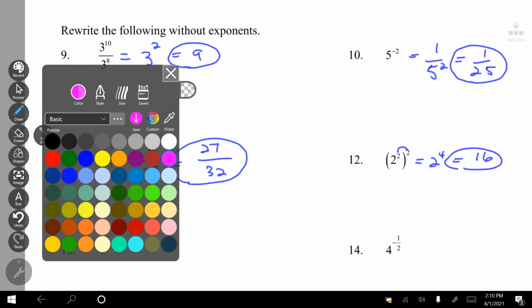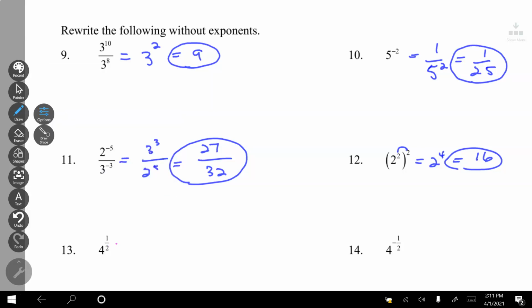And on these next ones, oh, I see a fraction. That means I have to take the root, or the square root of 4, which is 2. That's a negative. I know it doesn't look as clear, but that is a negative. So that's going to be 1 over the square root of 4, which is equal to 1/2.